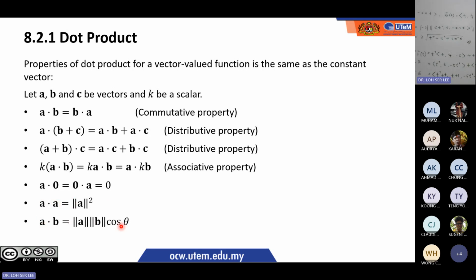This is A squared. So A dot B, if A and B are different, that means A dot B will be the magnitude of A times the magnitude of B times cos theta. So from here, we can find the angle in between two vectors by using this formula. When we have two vectors, we are able to find the angle in between the two vectors by using this formula.